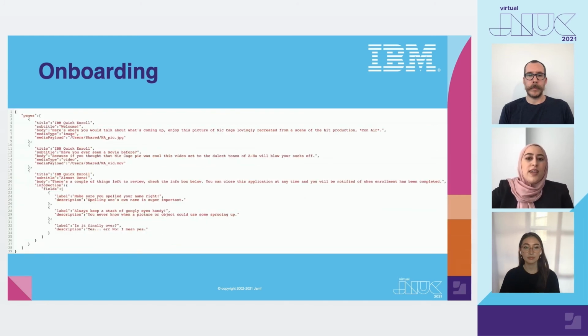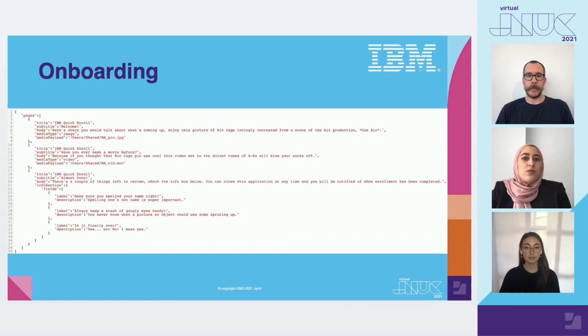Here's the JSON file that contains the contents of the onboarding pages. There are only a few components. You can see title, subtitle, body, media type, and media payload in each JSON object. On lines 7 and 14, you see examples of the 2 types of media that IBM Notifier onboarding is supporting, both static images and video. The media payload element is where you will define the paths to the selected media.